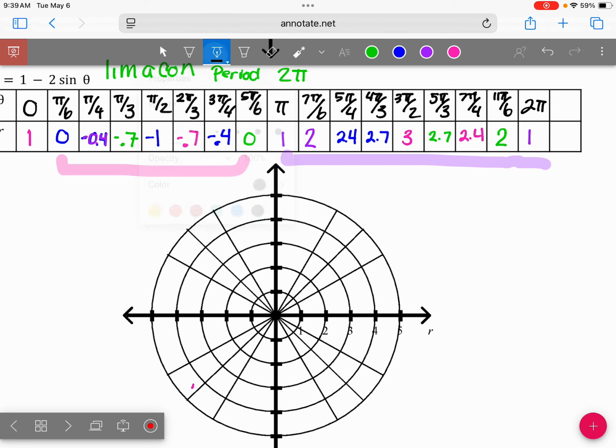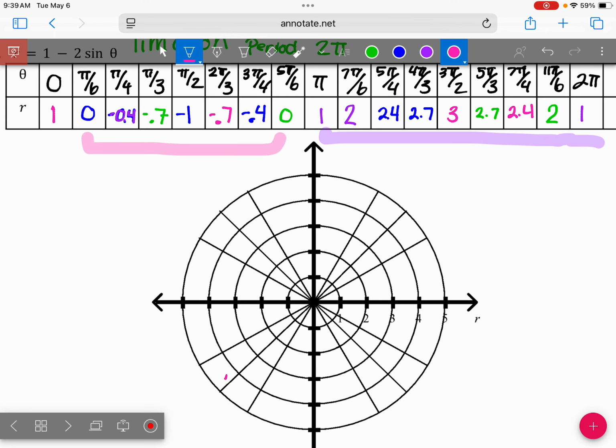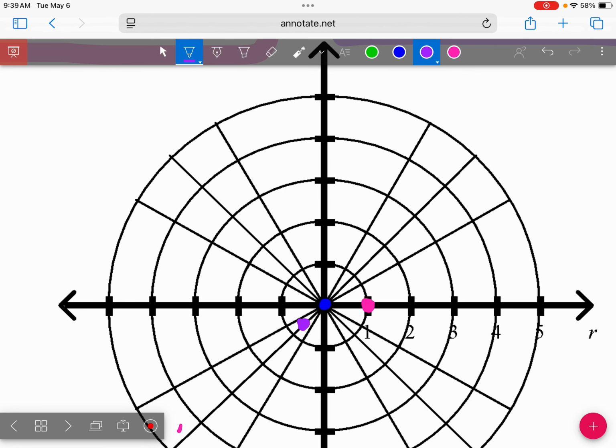When we plot these points up, we have our point 0, angle 0 with radius 1. Our first point's right there. Pi over 6, we're at angle 0. Pi over 4, so that's this center angle here. We have a radius at negative 0.4, so it's down. Sorry, you have to zoom it in. Right there.